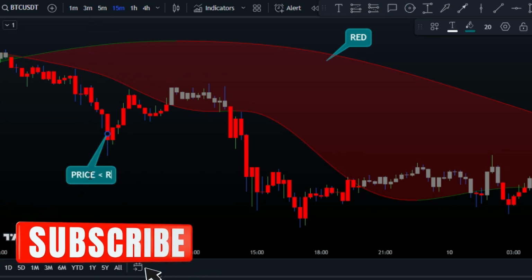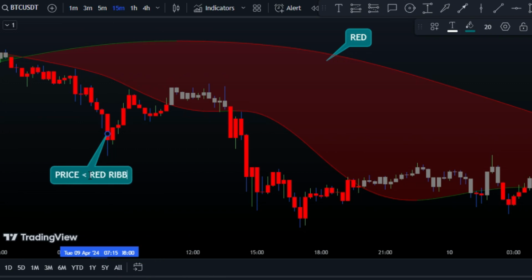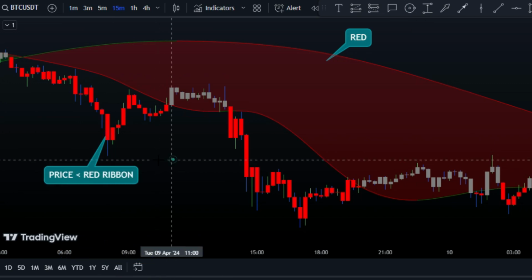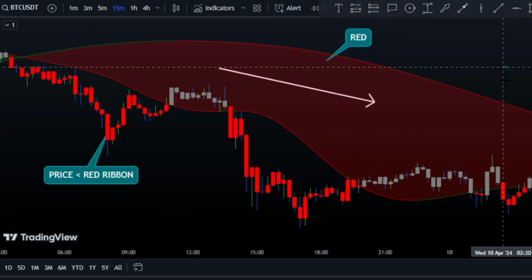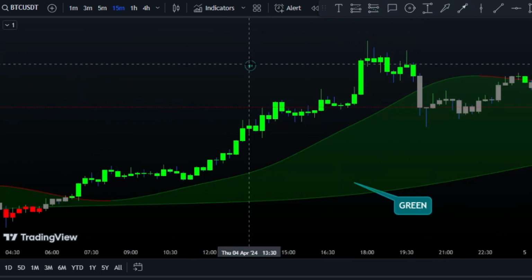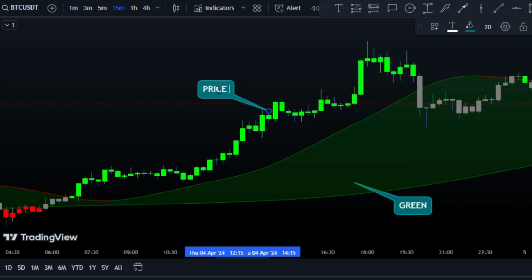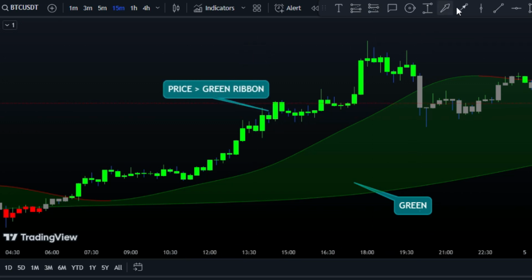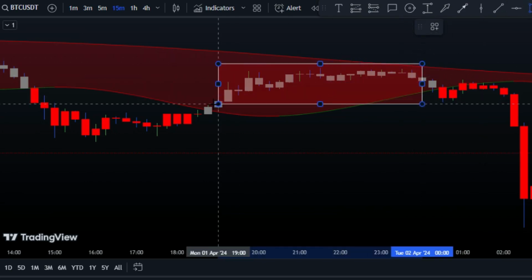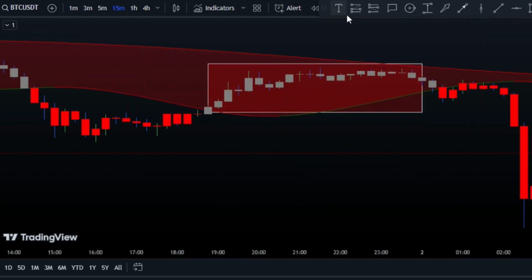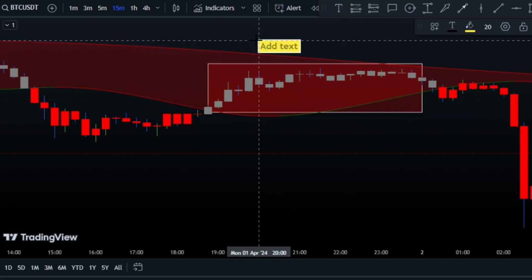Here's how to interpret the market trend with the T3MA Ribbon R1. If the price is below the ribbon, that signals a downtrend, prompting you to focus on sell opportunities and short positions. And when the price is above the green ribbon, it indicates an uptrend, suggesting buy opportunities and long positions. And when the price is within the ribbon, regardless of the ribbon color, it shows market consolidation or a sideways market. Exercise patience and await a clear breakout before entering a trade.